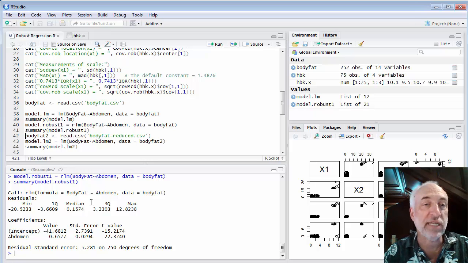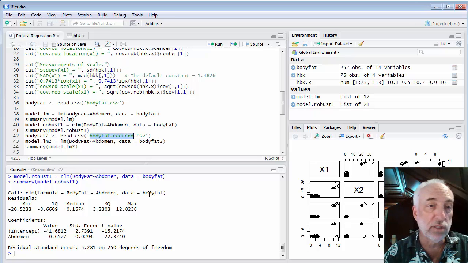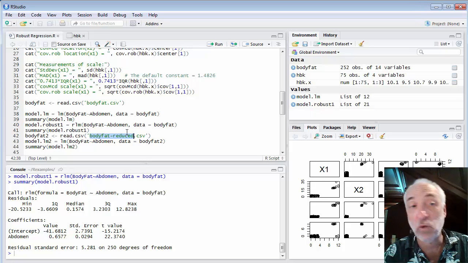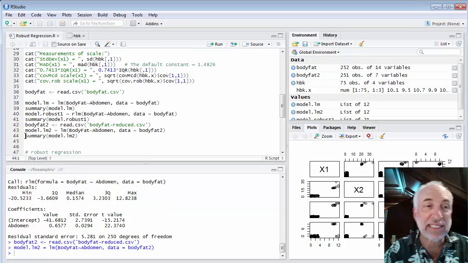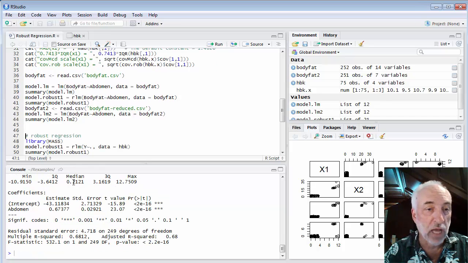Alternately, I've created a data set in the body fat that I've already removed that one outlier. So I call it reduced. It has fewer variables, but also has that one outlier removed. So if I load that data set and run a standard linear regression, same as before, I find that I get a slope of 0.67.